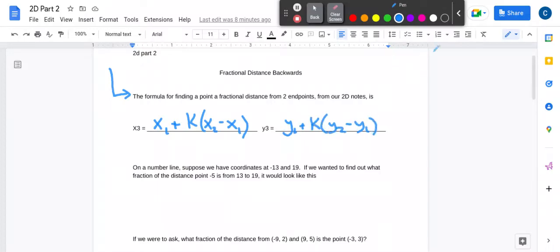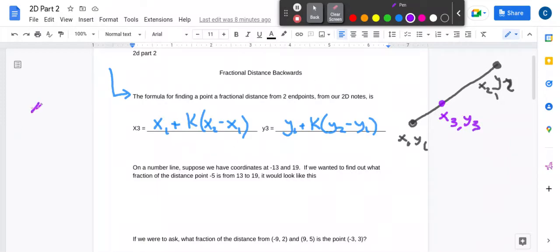Okay, and all that is if we have a line segment, two endpoints. So if we start at x1, y1, and we end at x2, y2, that point in the middle is going to be our x3, y3. Okay. So remember, x1, y1 is our start. All right. x2, y2 is our end.